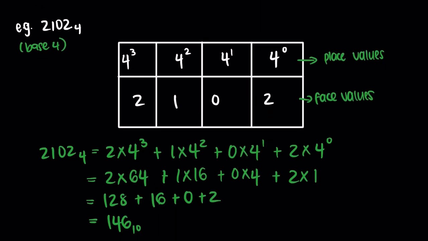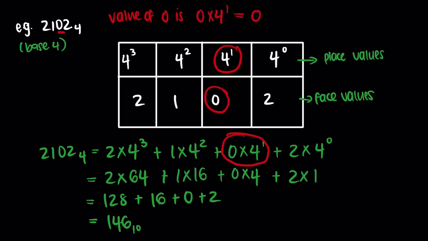What is the value of the 0 in 2,102 base 4? The place value of 0 is 4 raised to the first power, 4, multiplied by its face, 0. So 4 multiplied by 0, which equals 0, is the value of 0.